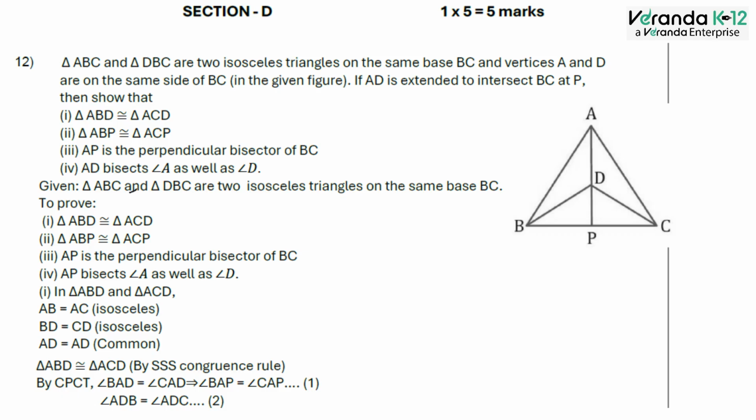AB is AC because it is an isosceles triangle, then BD is CD, again because it is an isosceles triangle, then AD is common. Then by SSS criteria we can tell the triangles are congruent. Now by CPCTC we can tell that the top angles are equal, which implies angle BAD is equal to angle CAD, implies BAP is also equal to CAP, which implies angle ADB is equal to angle ADC. Mark it as 1 and 2.